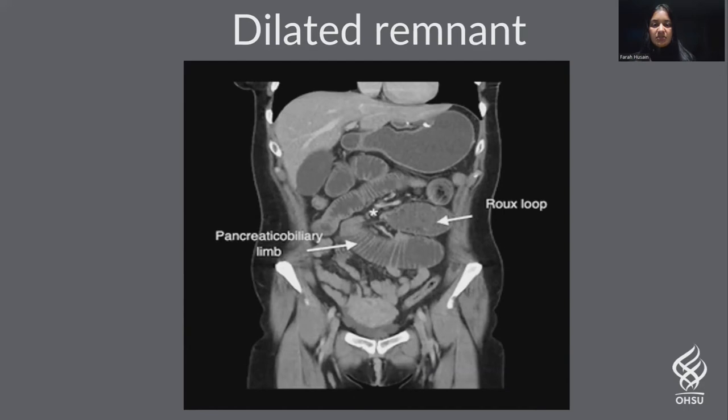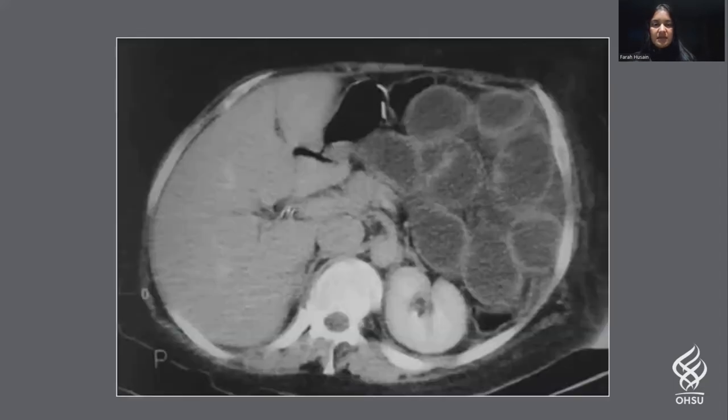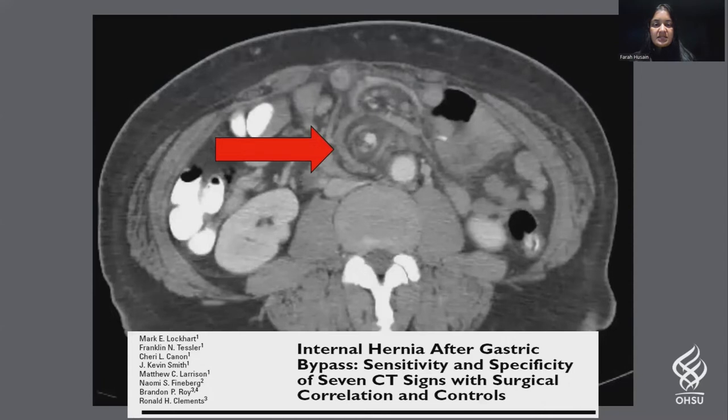So this shows that potentially the obstruction is at the JJ, as the Roux limb is also dilated. And here we see that clustering of small bowel in the left upper quadrant that can be a sign of an internal hernia. If you look at studies, there are studies that look at the common signs that are indicative of an internal hernia after gastric bypass.